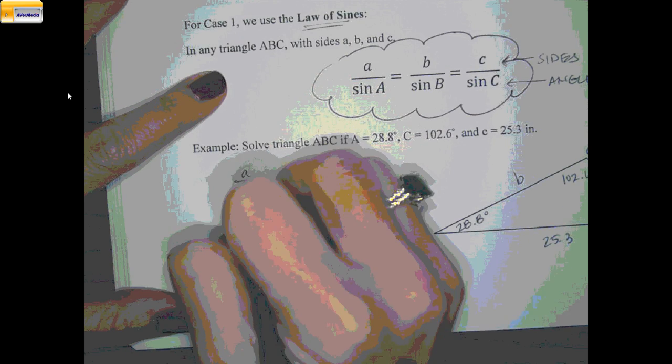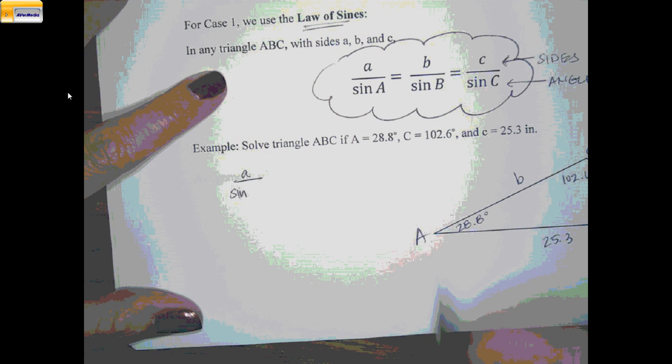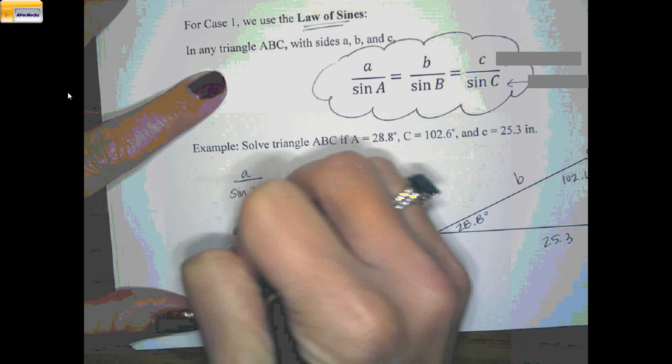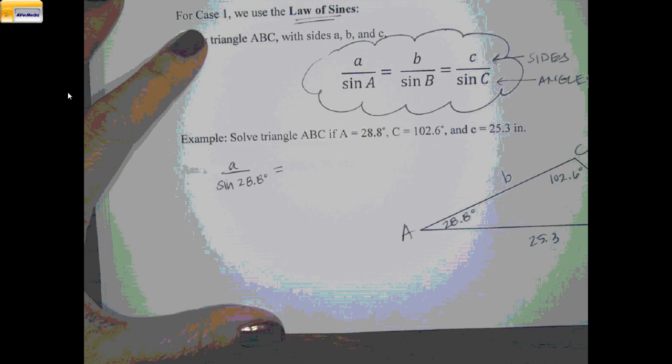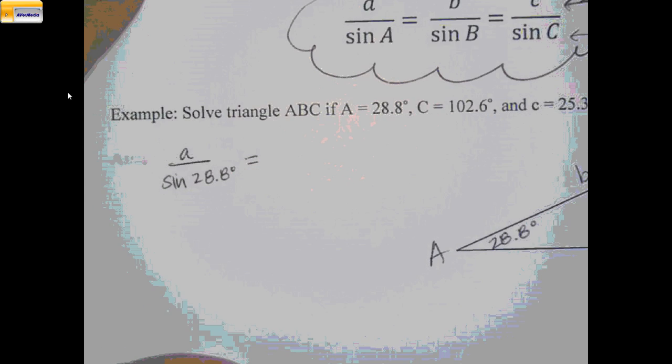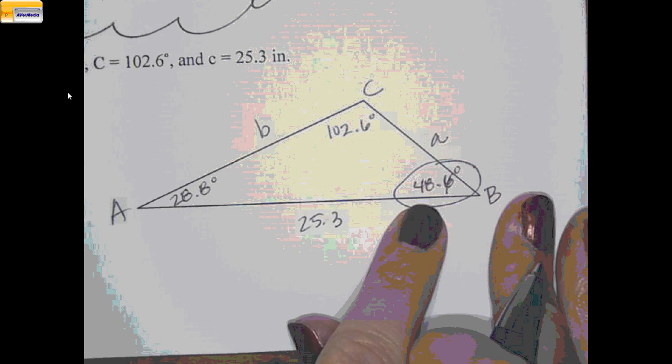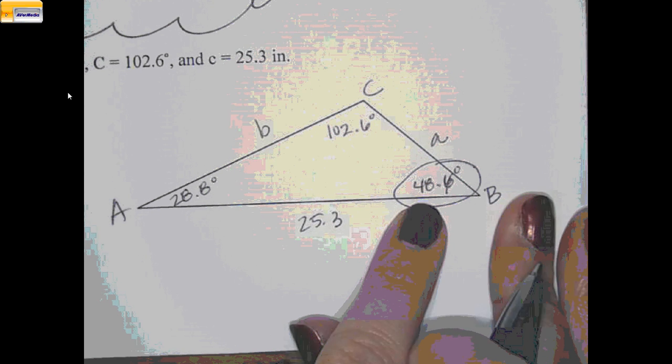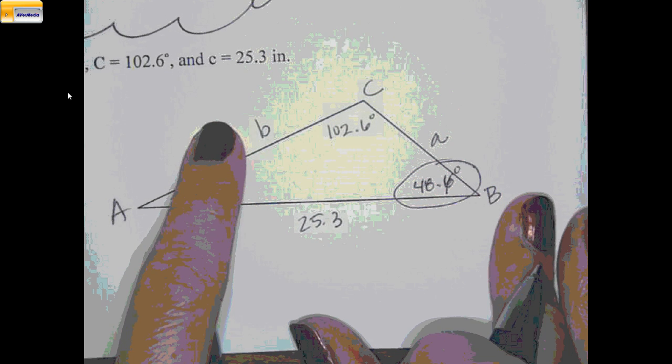I need side A, so I'm going to say A over sine of angle A, and angle A is 28.8 degrees, equals. Should I use B over sine of B or C over sine of C, or does it matter? Why do you say C over sine of C? They gave that one to you. Now what's nice about this is we didn't have to round. It's exactly 48.6, so you could use B over sine of B, except we don't know what B is. So you'd have 2 unknowns. So that's kind of a problem.